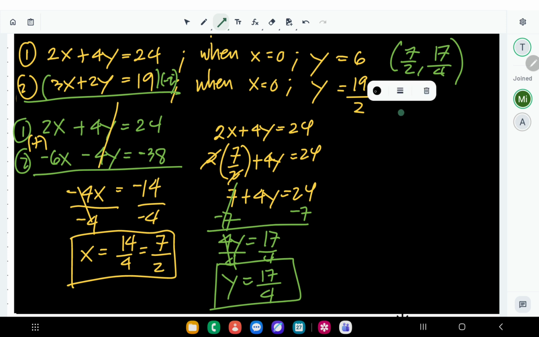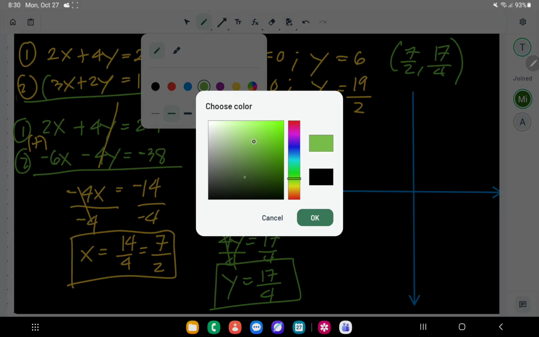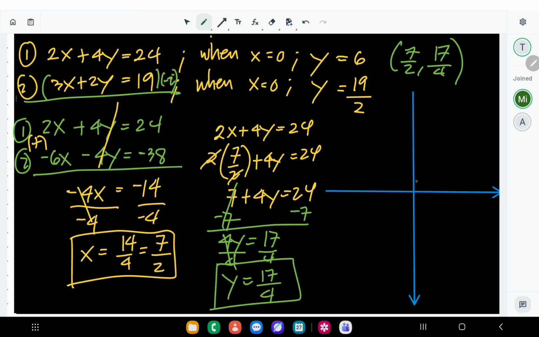You don't like numbers that are like this, fractions, right? Yeah. So this is how we graph this. Let me change the color. 3, 4, 5, 6. So this is 0, 6. What is 19 over 2? 19 divided by 2. Oh, we should extend the graph. 7, 8, 9, 10. So this is 10. This is 9. So it's 9.5 here.